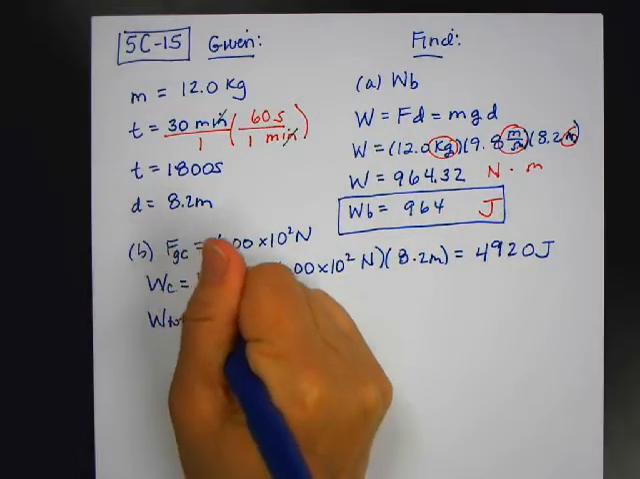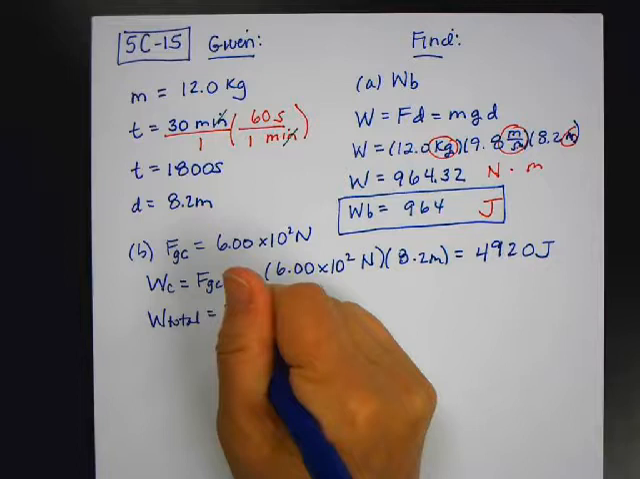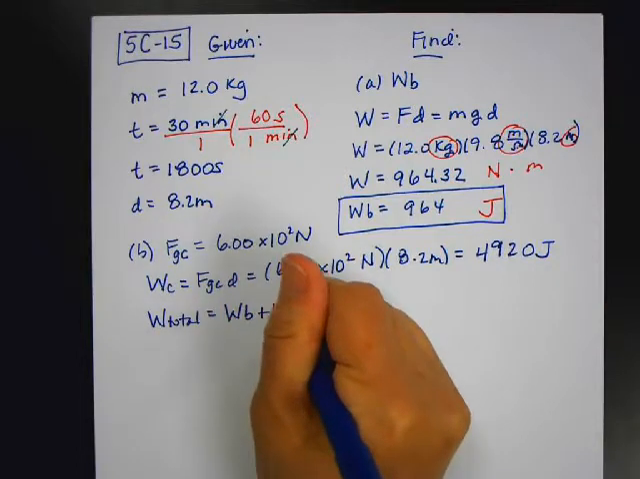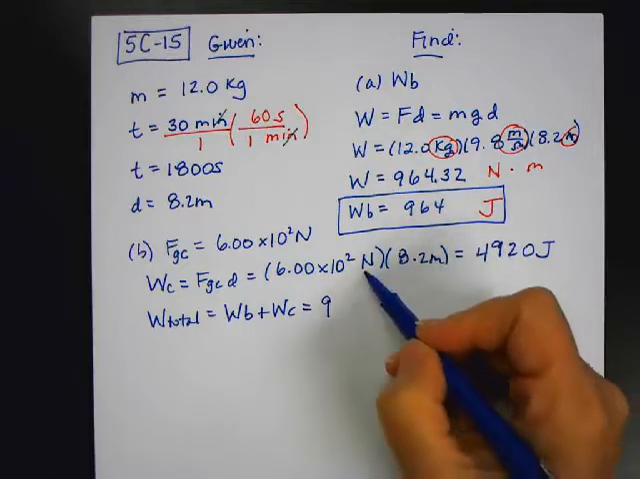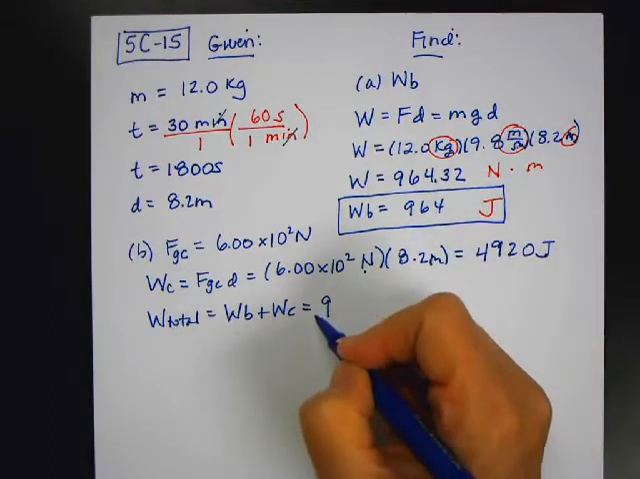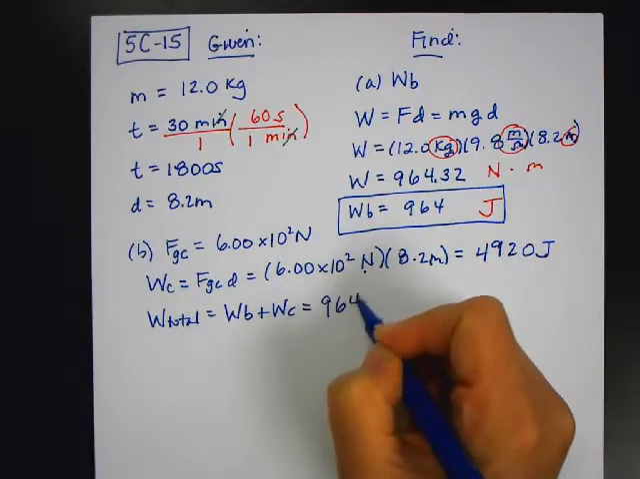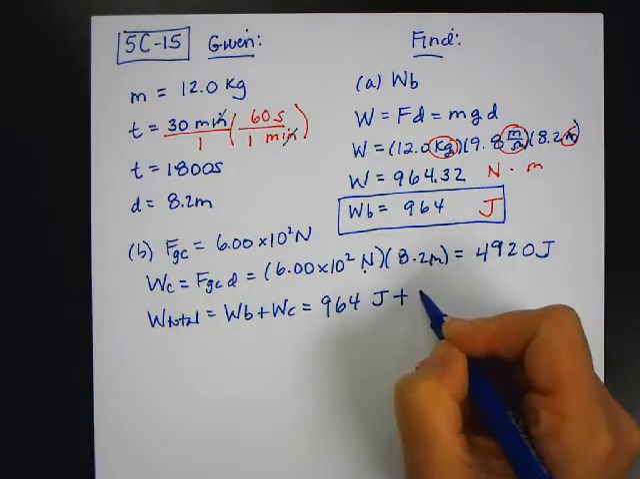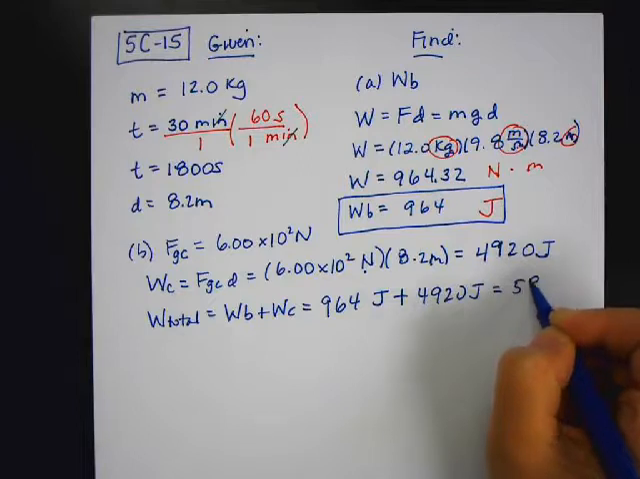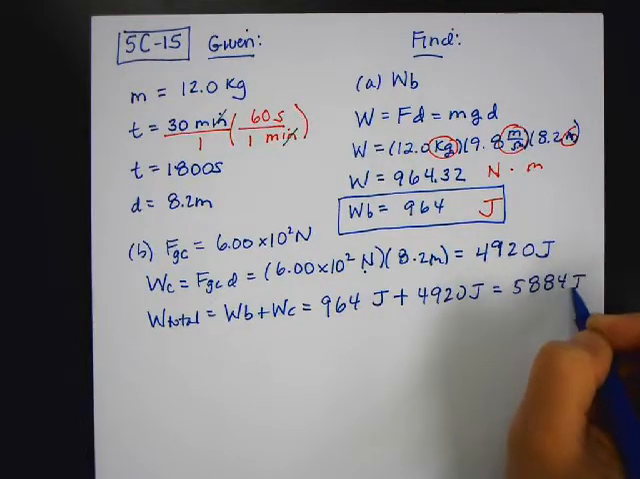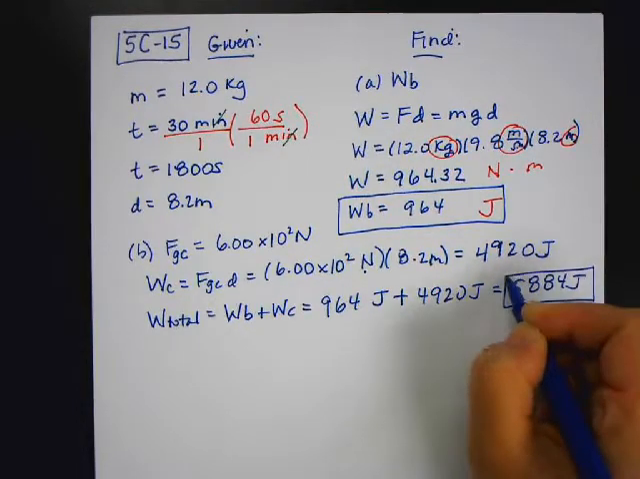But now they want the total work. Again, the total is going to be the work of the backpack plus the work of the climber. So I'll add my answer from part A. And remember, a newton times a meter is a joule. 964 joules plus 4920 joules. So I get 5884 joules as my answer for the total work.